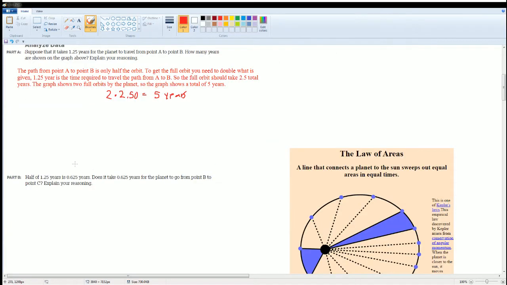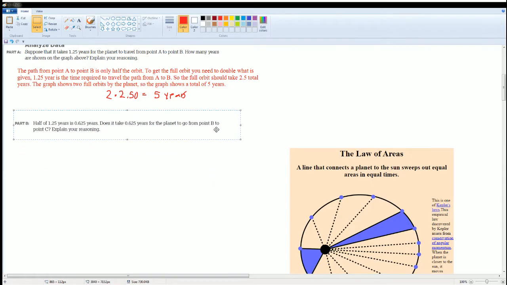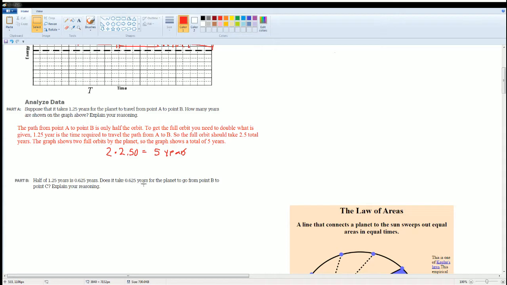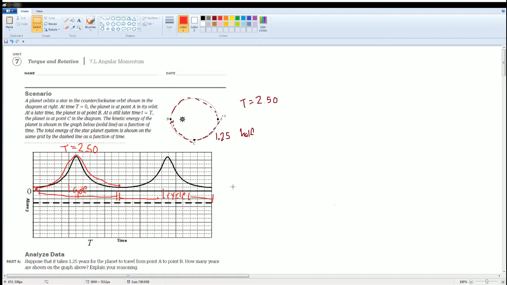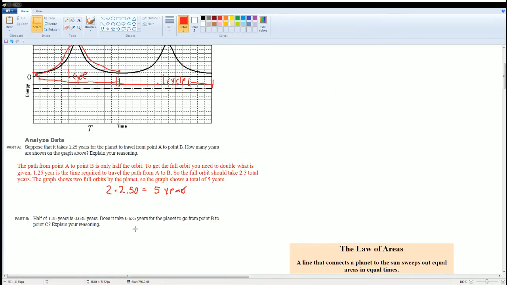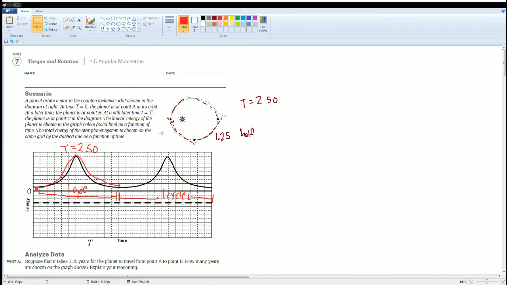Next, it asks, half of 1.25 years is 0.625 years. Does it take 0.25 years for the planet to go from point B to point C? So it says from where? It goes from point B to point C. B to C, okay. So it goes from here to here, and it wants to go here. So I'm going to just highlight this, okay?